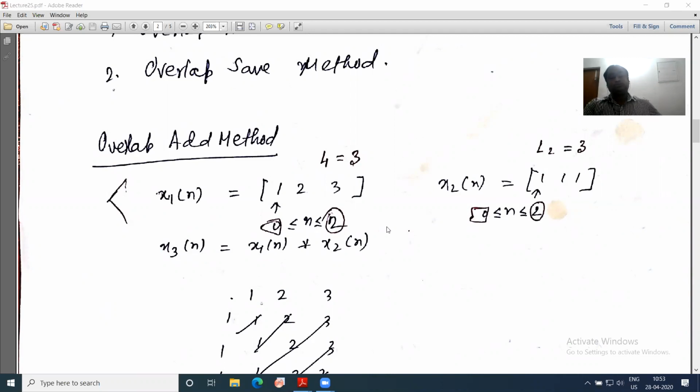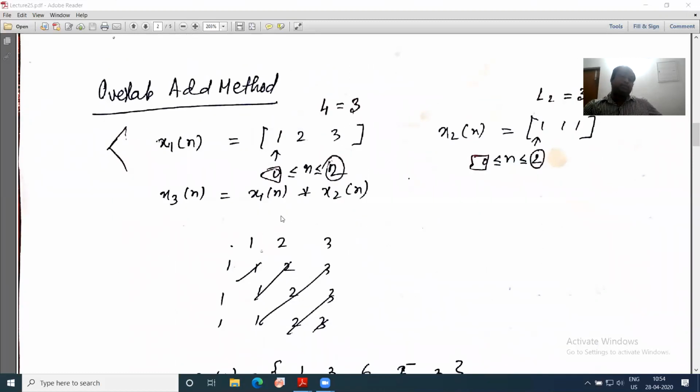This data is 0 to 2, and this data is also 0 to 2. So what will be the range of the convolution output? It will be 0 plus 0 and 2 plus 2, which is 4, so 0 to 4. So the output of the linear convolution will vary from 0 to 4. That is the sum of the lower limits of x1 of n and x2 of n, and the sum of the upper limits of x1 of n and x2 of n. That will be the length of the output of the linear convolution.